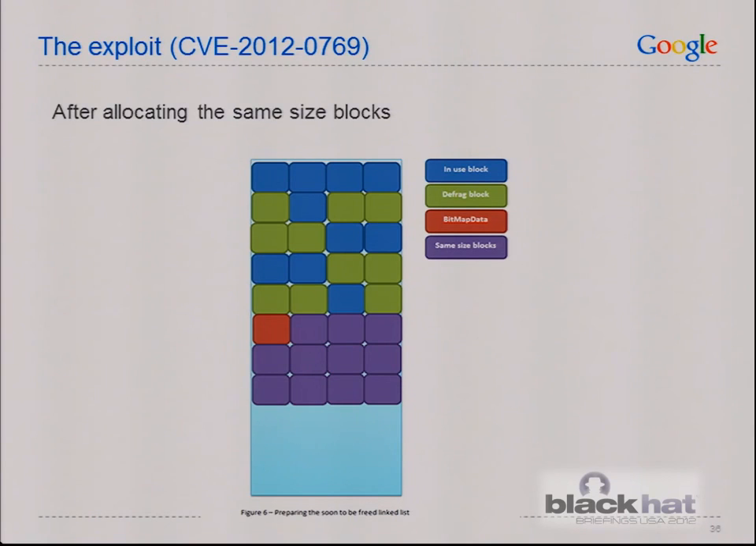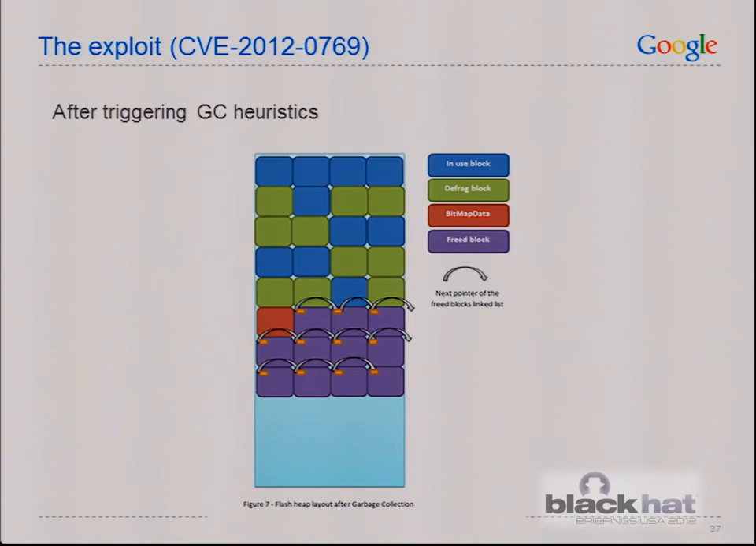Remember, I'm looking for processes where I can reliably allocate memory, reliably free it, allocate objects, and heap spray. So Flash is the perfect thing. So I'm going to trigger the garbage collector heuristics. These ones are going to be freed.